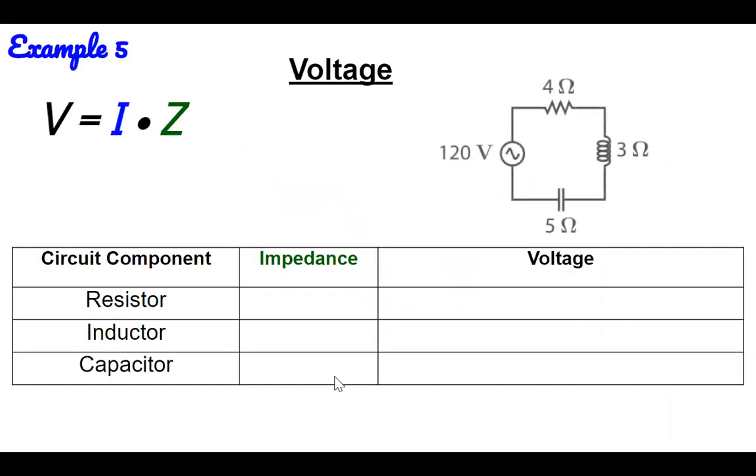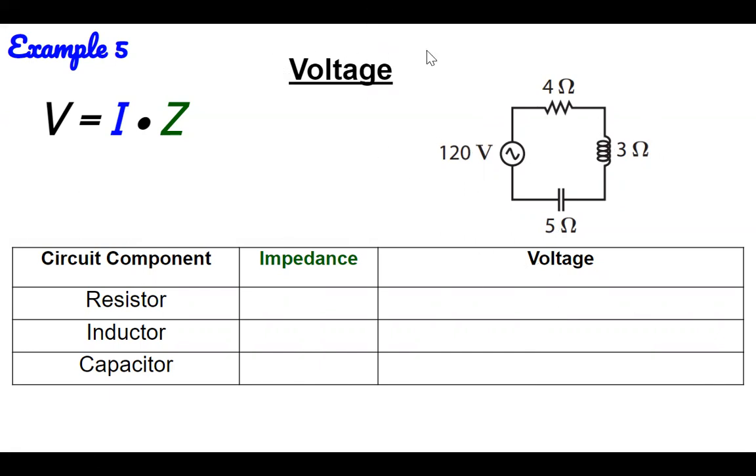So here is our next diagram. We have example number 5. All that happened is that we added one more component to our table. So we do have our components: a resistor, inductor, capacitor. We have the impedance, so we're going to measure it from the given diagram. But we're going to figure out how much voltage is through each component and then all together.